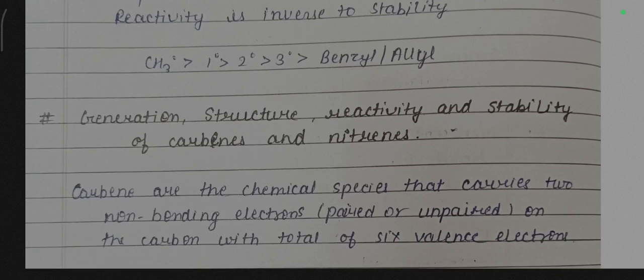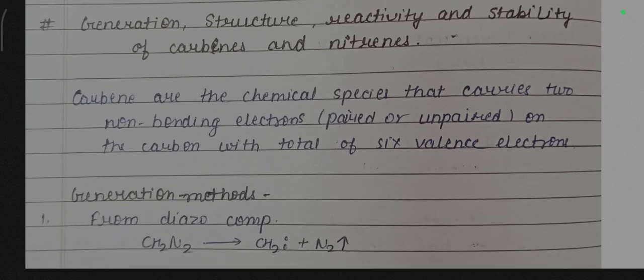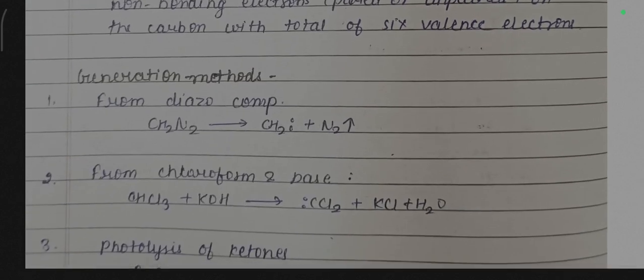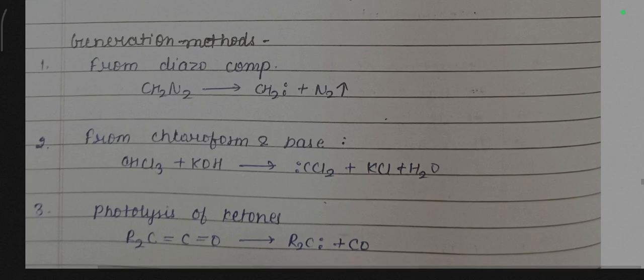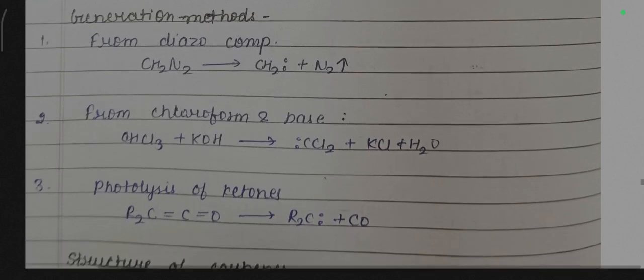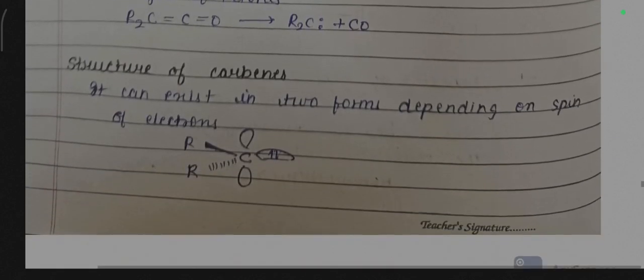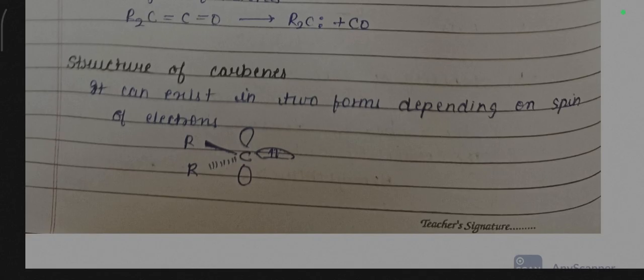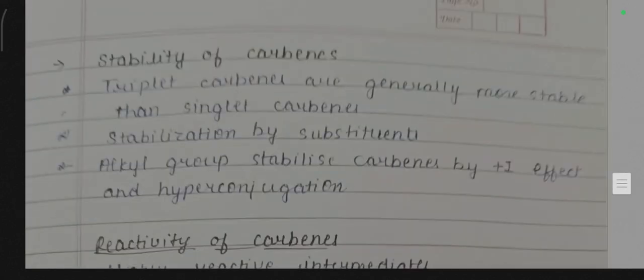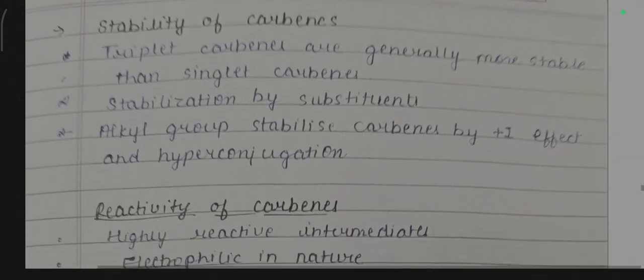Carbenes are chemical species that carry two non-bonding electrons, paired or unpaired, on the carbon with a total of 6 valence electrons. Generation methods: from diazo compounds, from chloroform and base, from photolysis of ketones. Structure of carbenes. It can exist in two forms depending on the spins of electrons. Stability of carbenes. Triplet carbenes are generally more stable than singlet carbenes. Stabilization by substituents. Alkyl groups stabilize carbenes by +I effect and hyperconjugation.